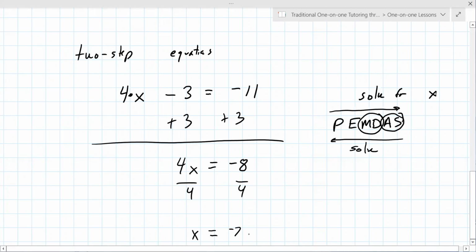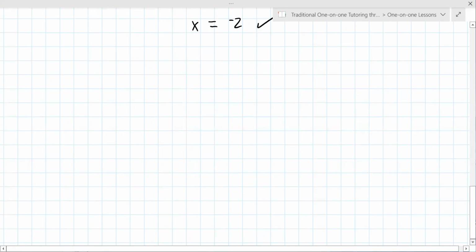Negative 2. -2, good. Okay, do you need to get any of this down, or can I just scroll past it and give you another problem? Yeah, I think I'm good on that. Okay, let's try another one here.